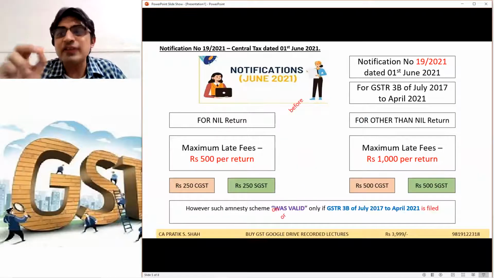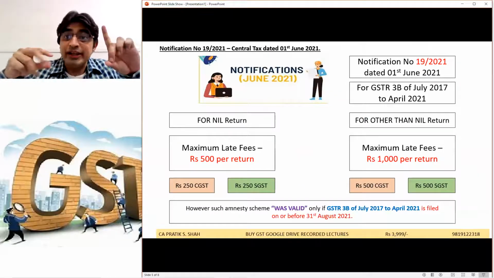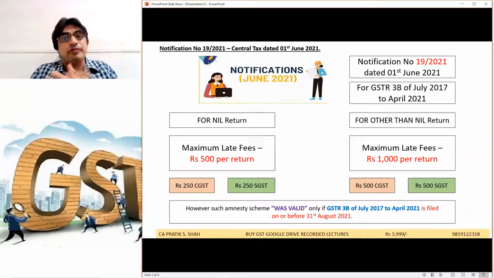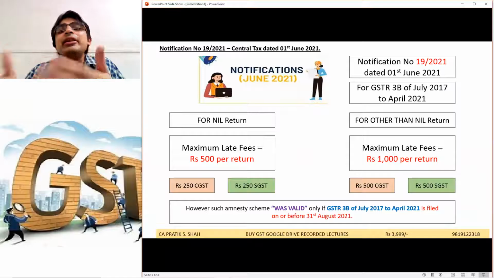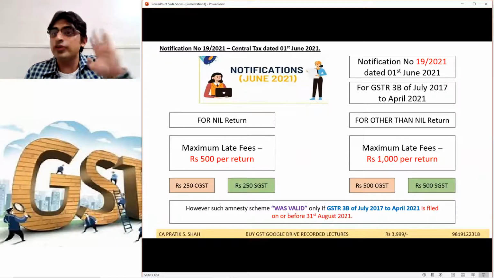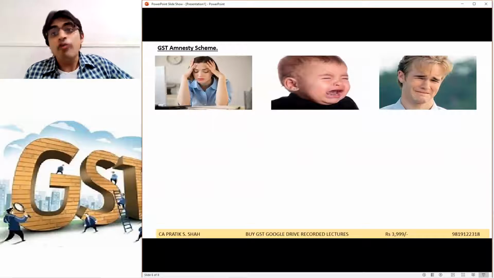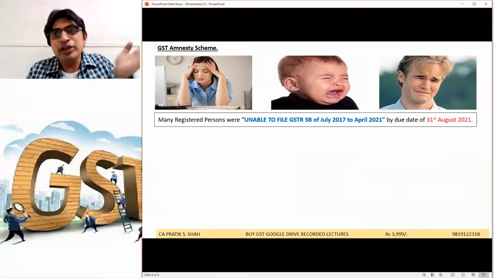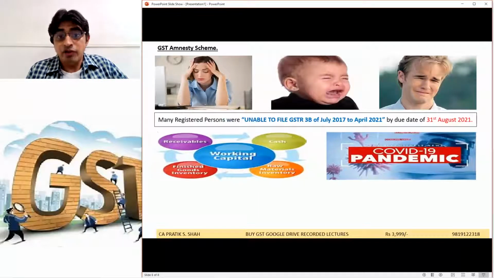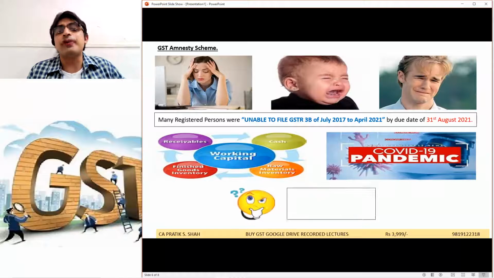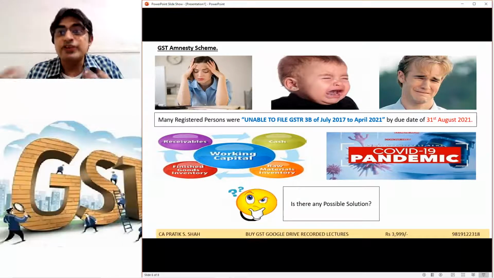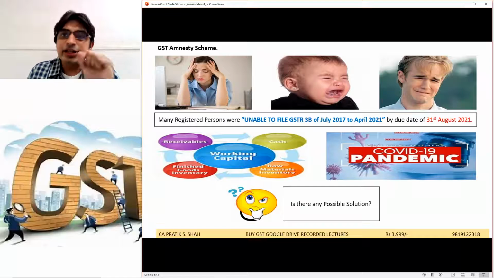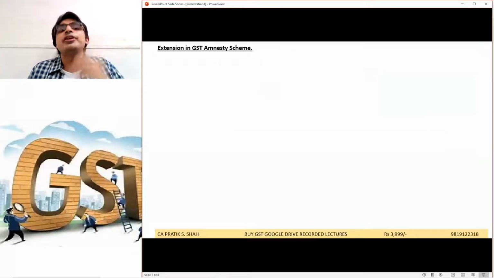But this amnesty scheme was valid only for the period July 17 to April 21, if you file your GSTR 3B up to 31st of August 21. After August, if you file, this benefit was not there. The same late fee applicable, 5,000 CGST, 5,000 SGST. Now, what happened? Many registered persons were not able to take advantage of this amnesty scheme. They could not file the 3B for July 17 to April 21. Why? Working capital, COVID issues, they were unable to file. Now, what will they do? Today is September. August is gone. Can they take the benefit of this scheme? Actually, no. That's when the government thought.